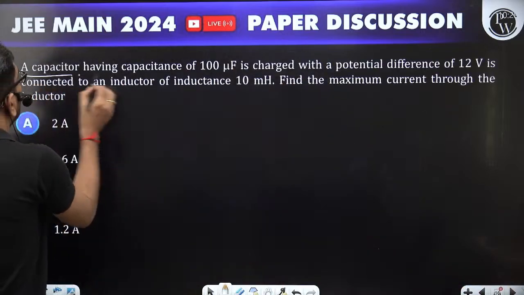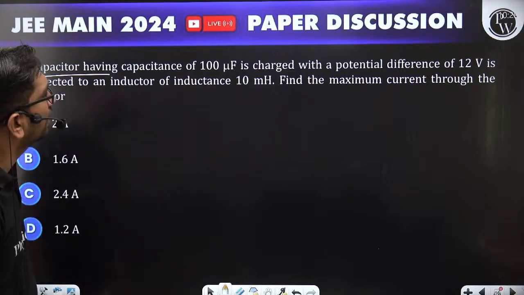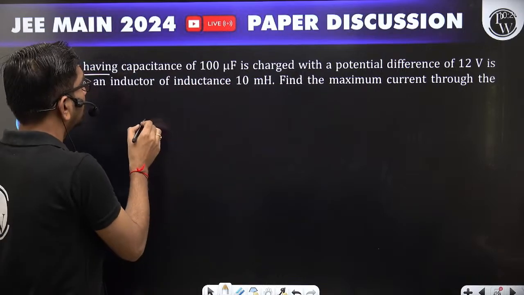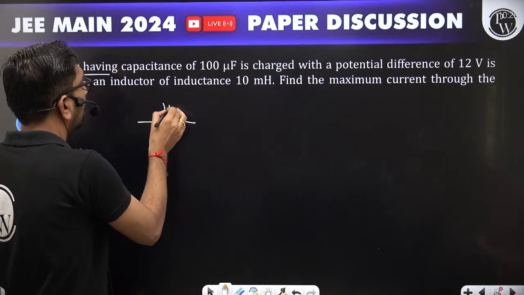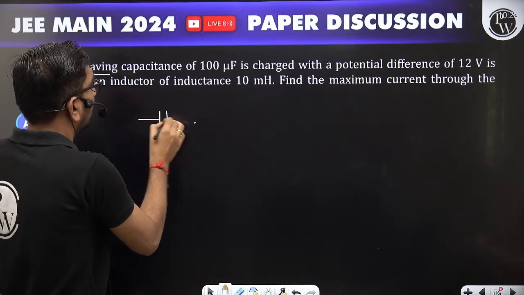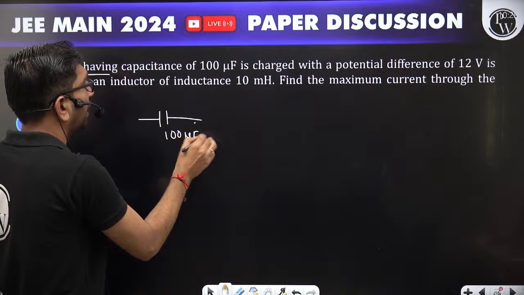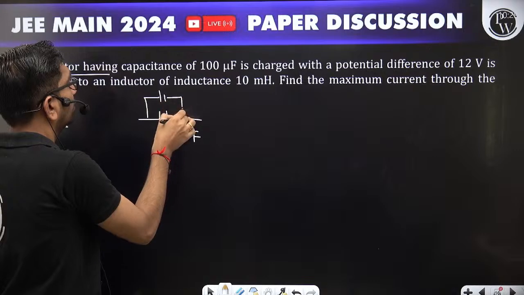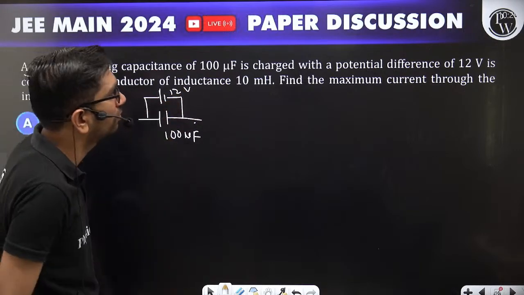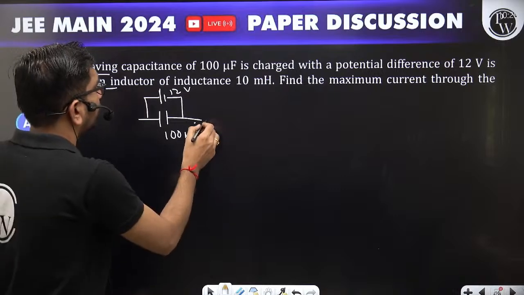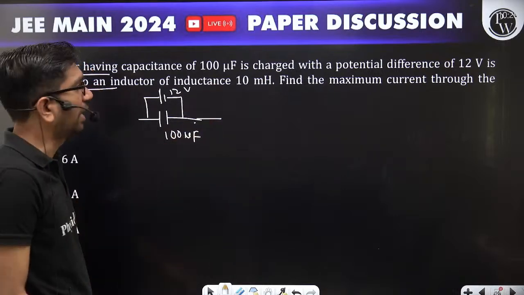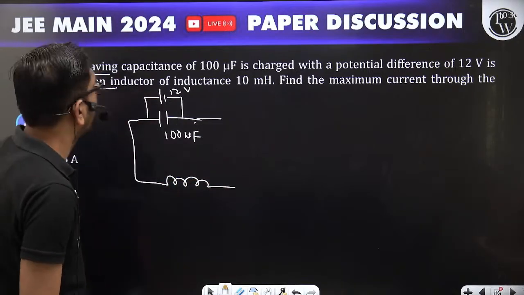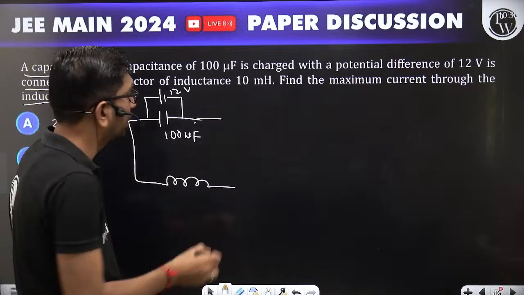Now, a capacitor having a capacitance of 100 microfarad is charged with a potential of 12 volts and is connected to an inductor of 10 millihenry. Find the maximum current through the inductor.